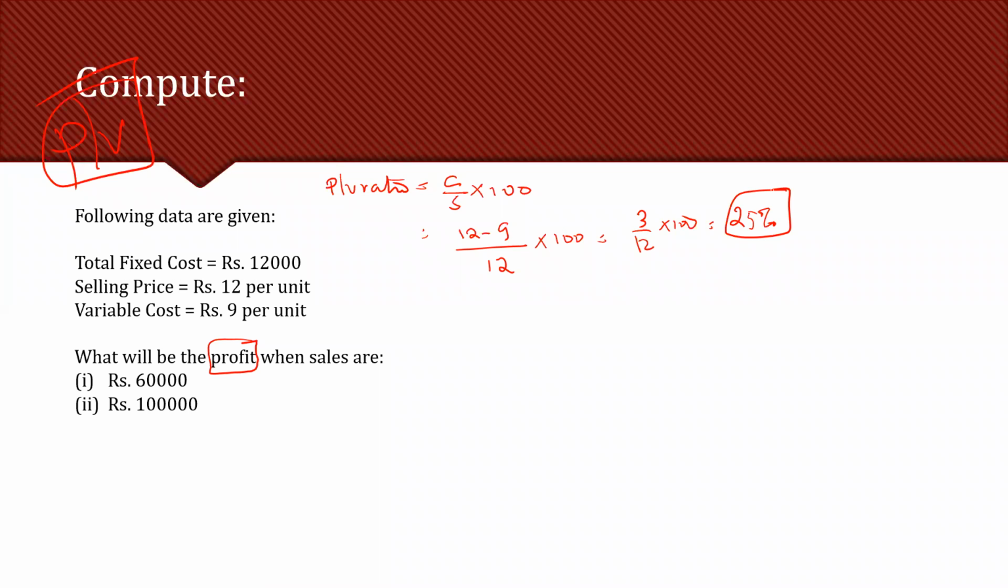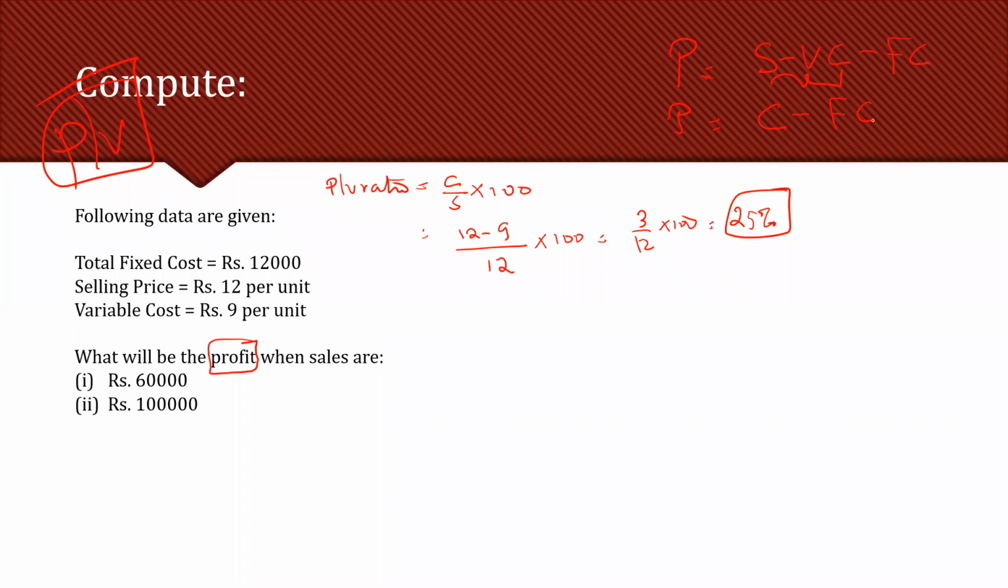This is the first problem that we have done. If a question comes like this, find out the PV ratio and keep it over there. 25% PV ratio. Okay. What is the formula for profit? Sales minus variable cost minus fixed cost. If you are cut shorting this formula, how can you find out? Contribution minus fixed cost.